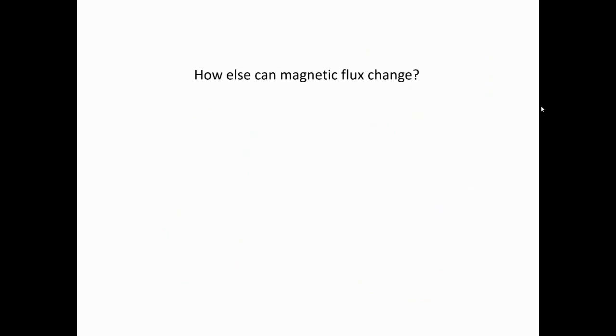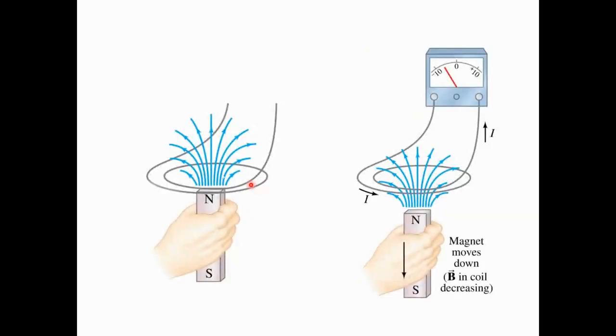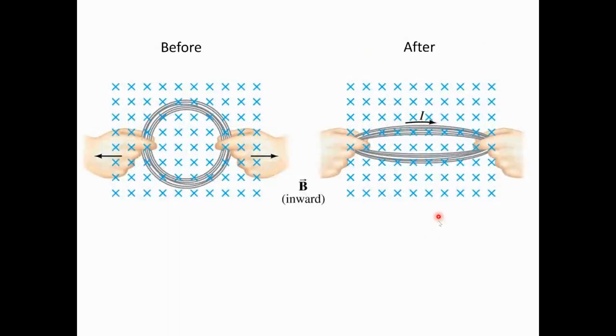Let's go on. How else can magnetic flux change? What we did here is we changed the strength of the magnetic field. We did not change the area of the loop. Well, you can change the area of the loop and not change the magnetic field. That's illustrated here. So here there's a magnetic field that points into the screen. See the X's? And there's a bunch of loops of wire that are held in by these hands here. And you can imagine pulling them apart, because this is just wire. And so the loop collapses and the area inside the loop becomes much smaller.